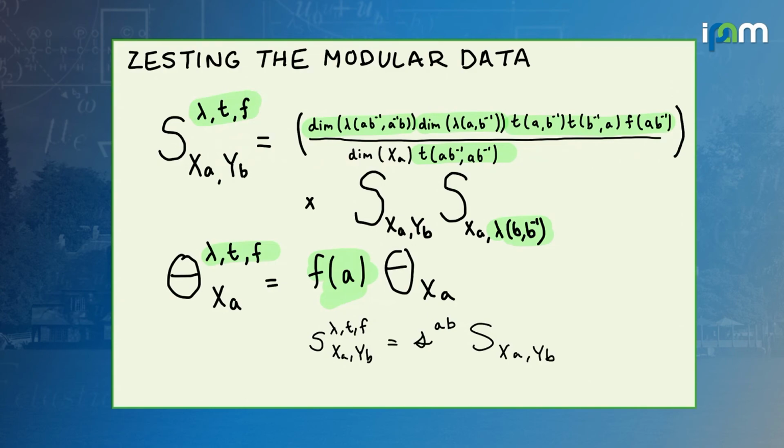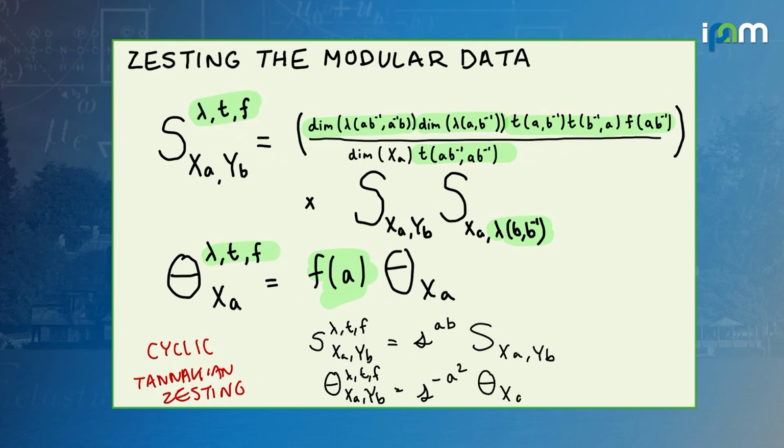Okay. So in this special case of something we call cyclic Tannakian zesting, which I won't get into, it's just a very nice special case, the modular data transforms in a very nice way. And in particular, it can be parameterized by a single variable, which is this lowercase s. And it's possible that I messed up the signs. I got them swapped on these, but I can check that later. Okay, so it's easy to compute what happens to modular data under zesting.